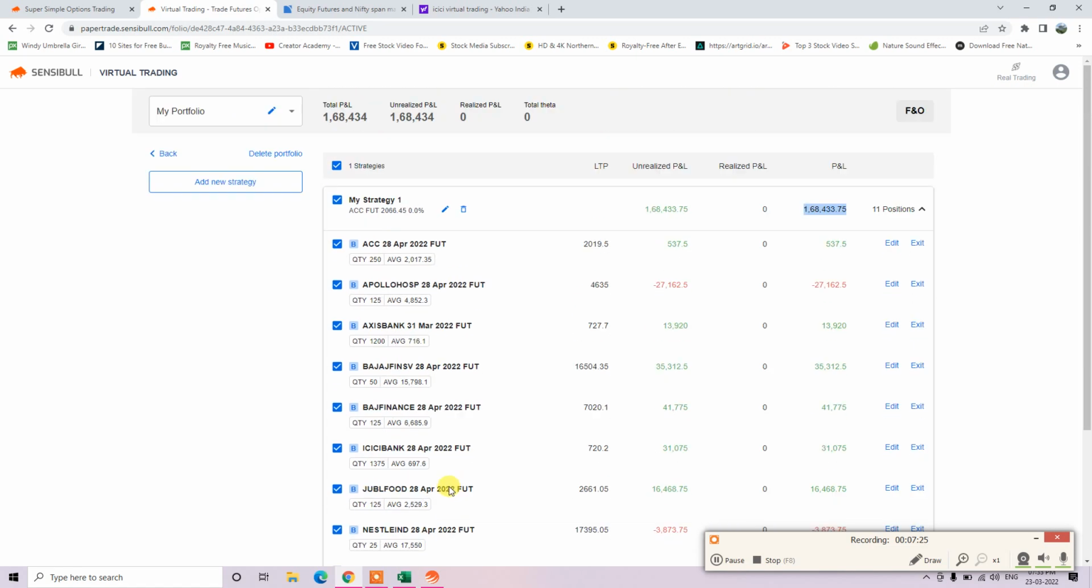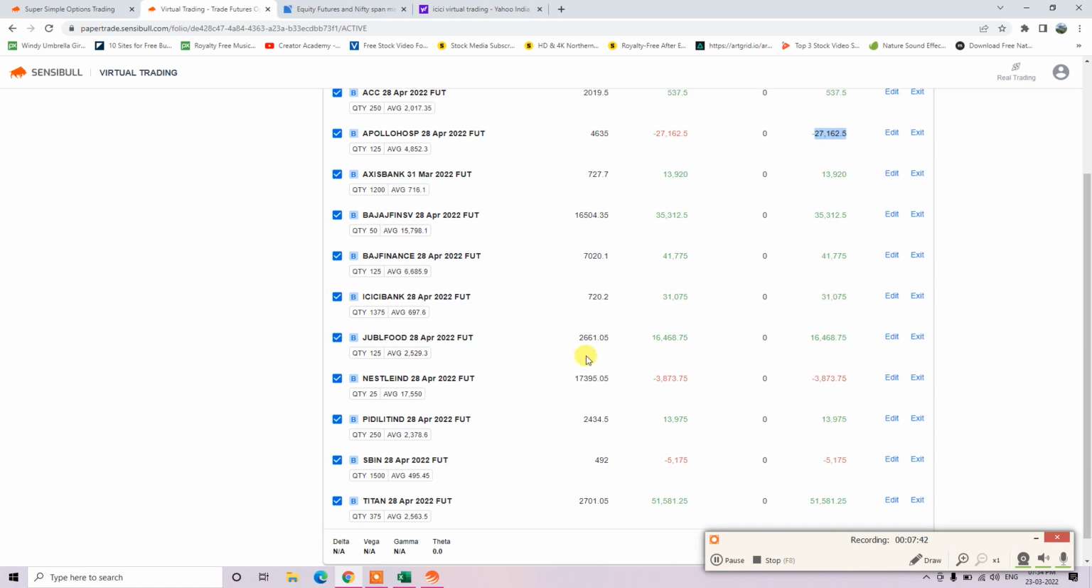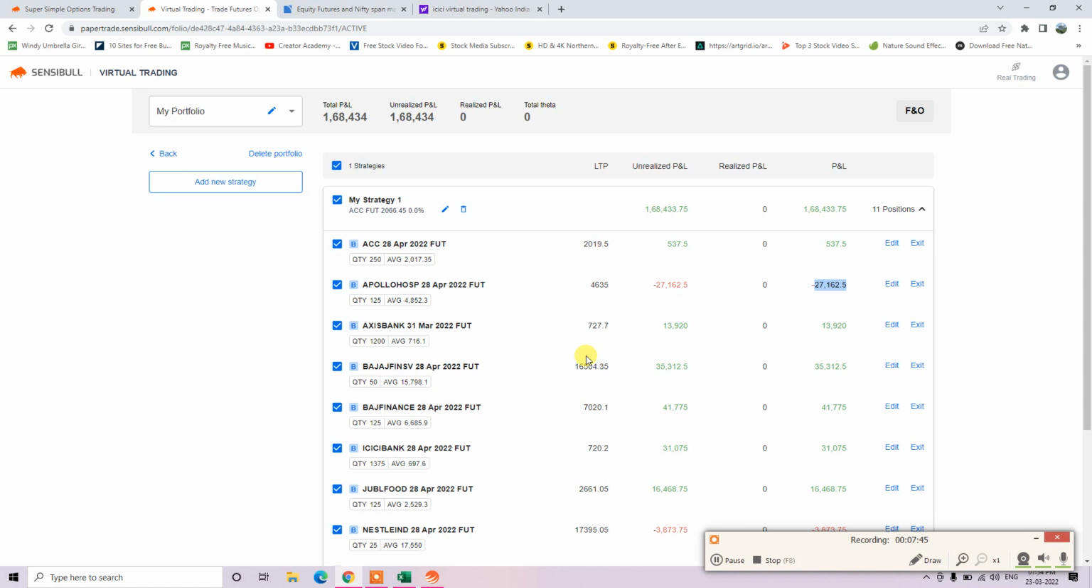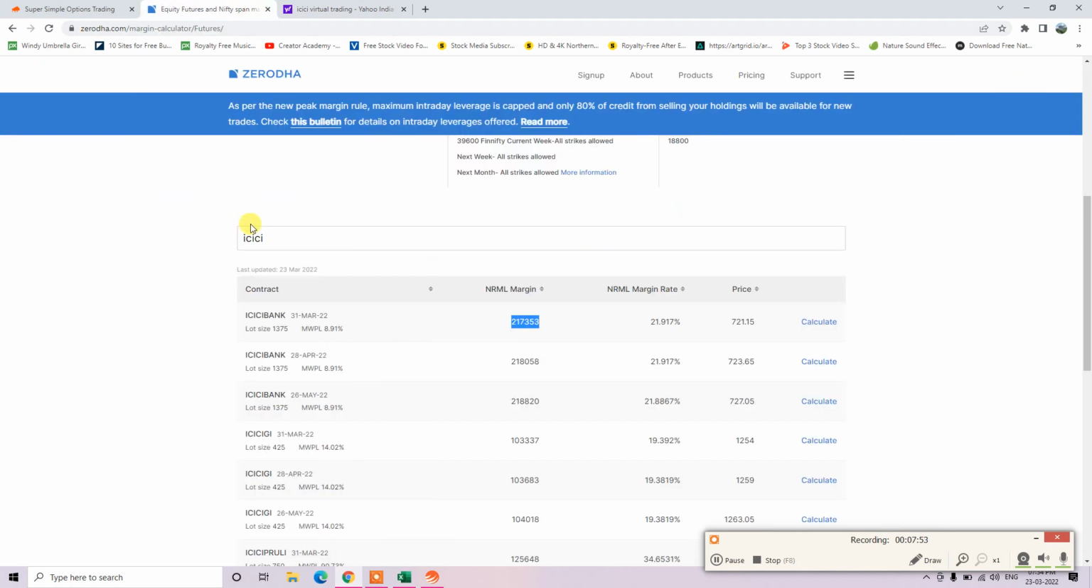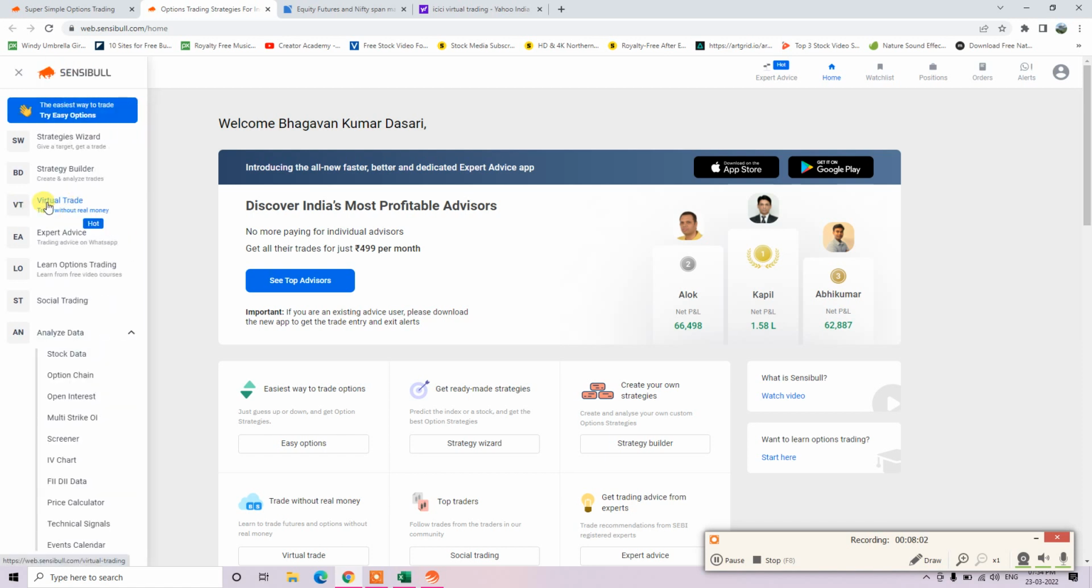So these are the stocks which I have taken on this particular virtual trading platform, which is Sensibull, and I got a profit. See, Titan this much, and you can even see some losses over here. See, this is not real money, this is virtual money. I need not worry about what I am gaining or losing here, because it is only for practice purposes. Okay, let me show you how to trade in Sensibull. Once you log into Sensibull, you'll get a 7 days or 10 days free trial initially. You have to go to virtual trade here. Go to virtual trade.